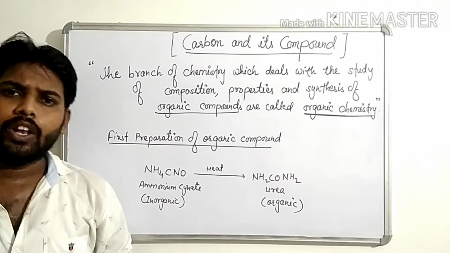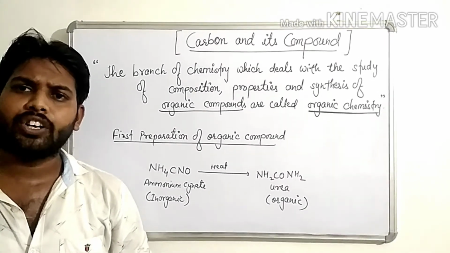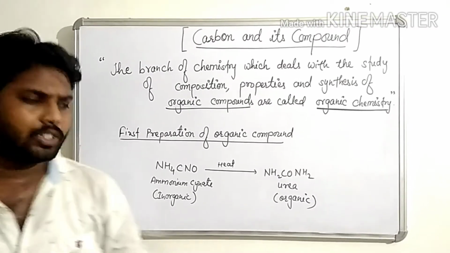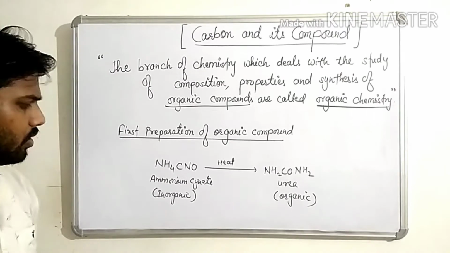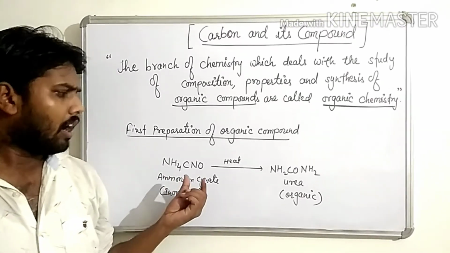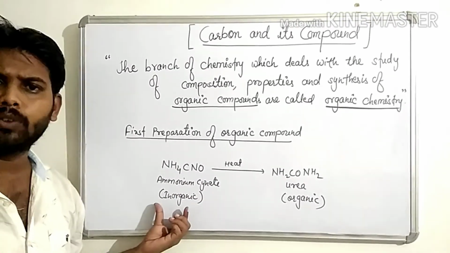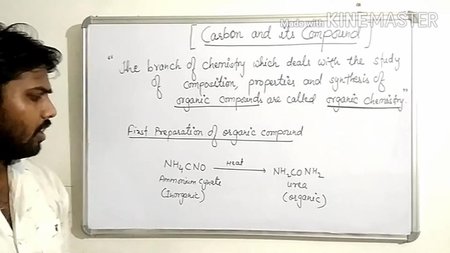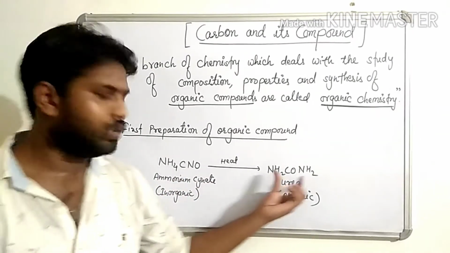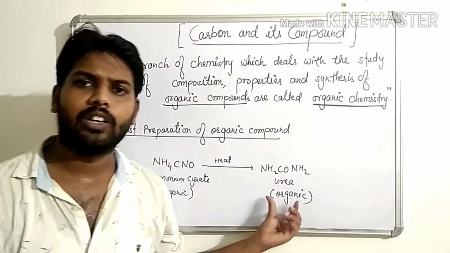Children, Wohler was the first scientist who prepared an organic compound from an inorganic one in the laboratory. See children, he took ammonium cyanide in the lab and applied heat to it, which was an inorganic compound. When ammonium cyanide was heated, it converted into urea, that was an organic compound. Clear children?